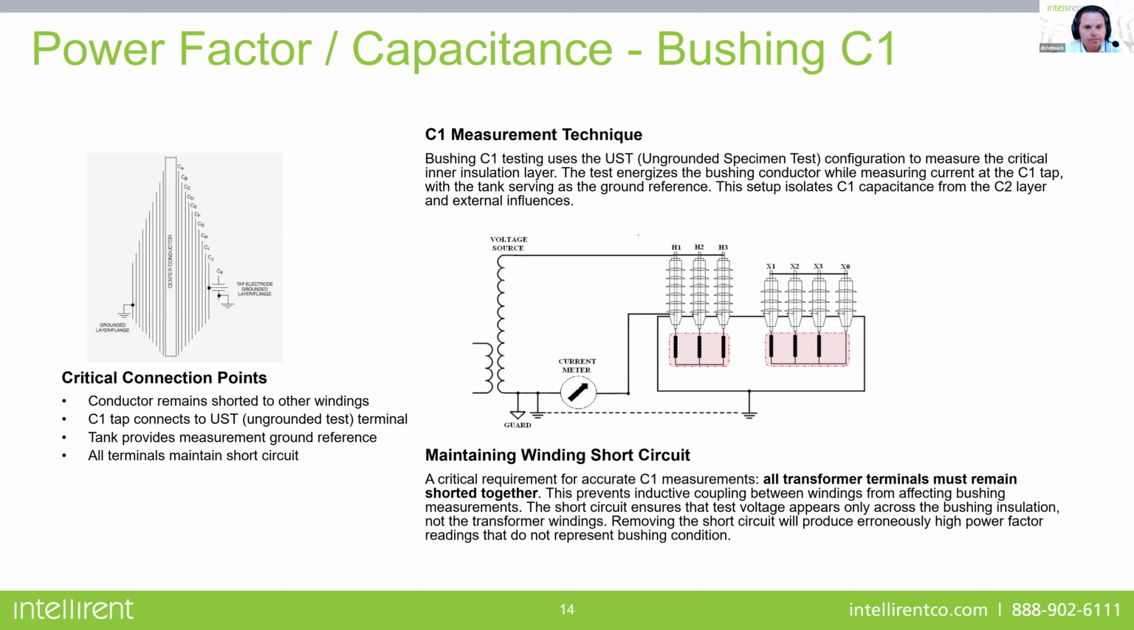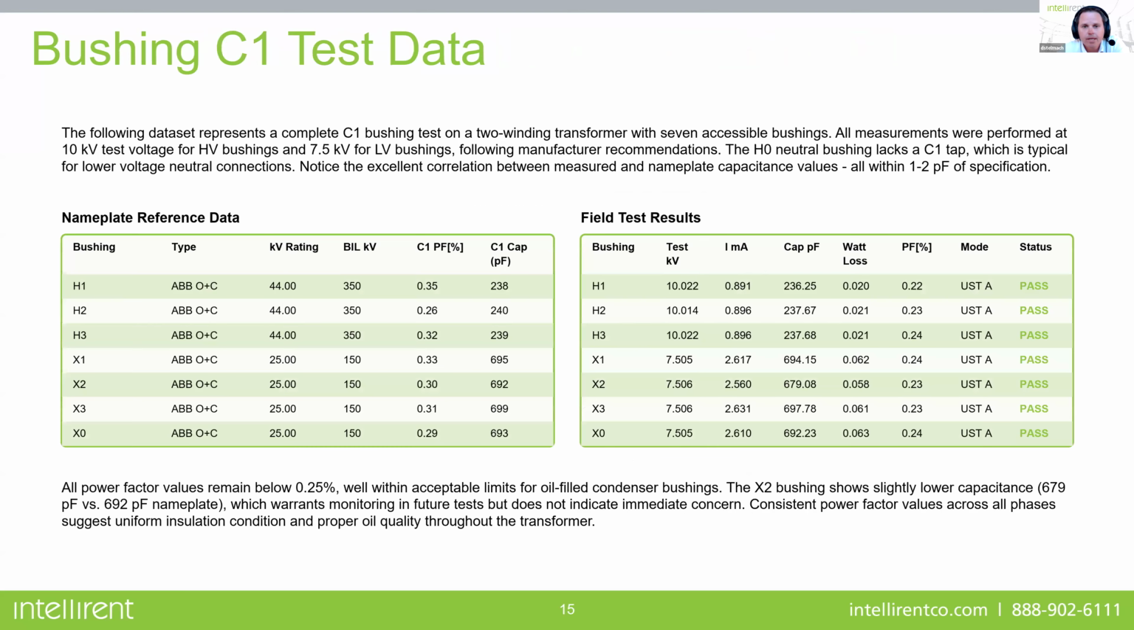C1 test, basically you connect to the high side and you measure to the tap, and it's a UST. And we're going to measure each tap in each C1. And it's really important that you only remove that one tap at a time. Every other tap should be grounded. So you remove it, hook it up, test, connect it back in, and then move to the next one. Here's an example of the C1 test.